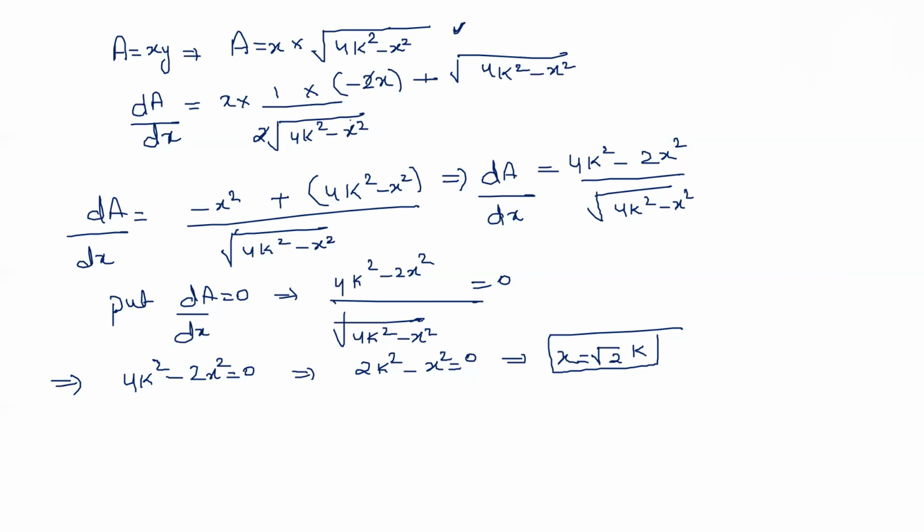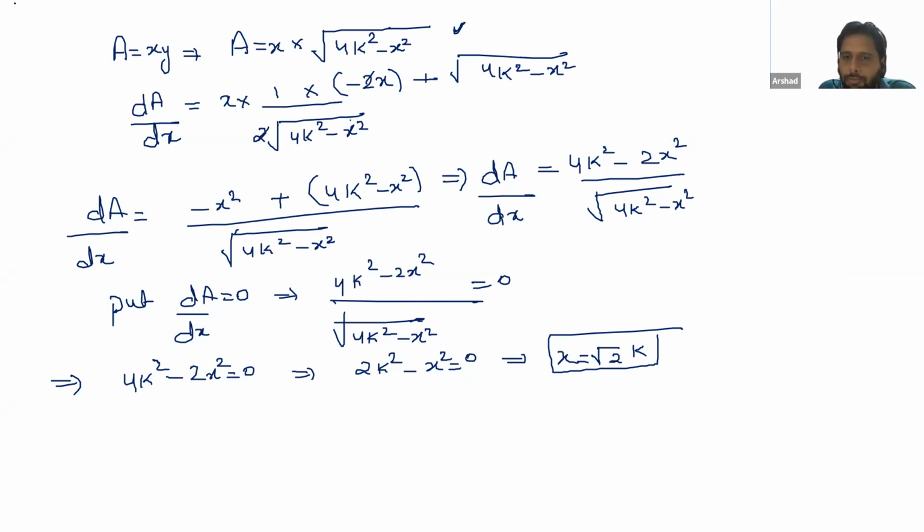Yes, sir. And Darshan, please differentiate this function on your own. Area is equal to A is equal to x into under root of 4k square minus x square. Okay. Please don't see this calculation. Do this on your own. And in case you have any doubt in any of these steps, please let me know.